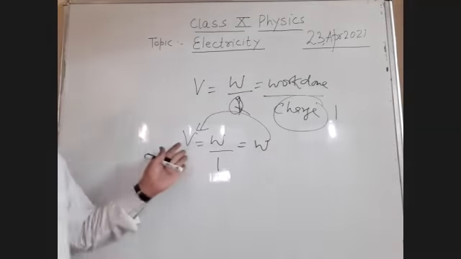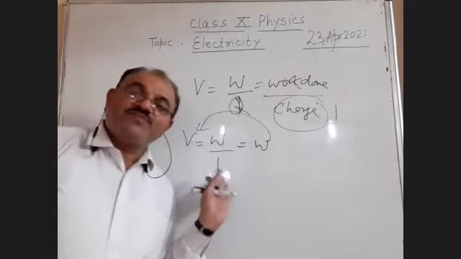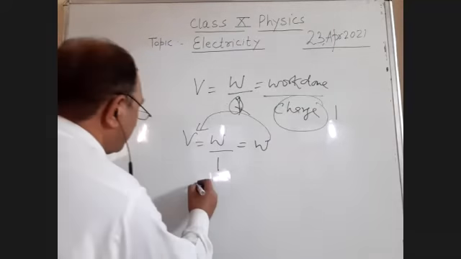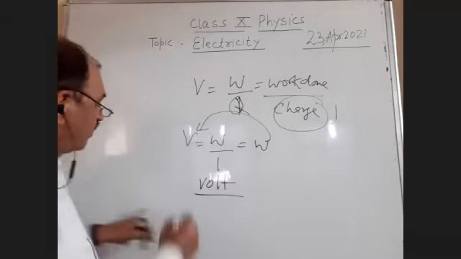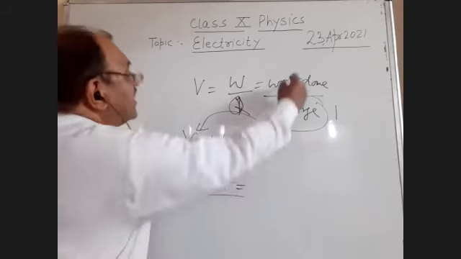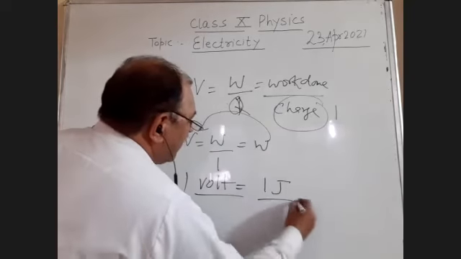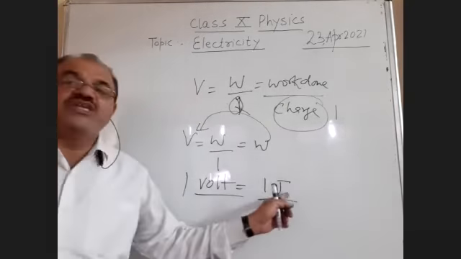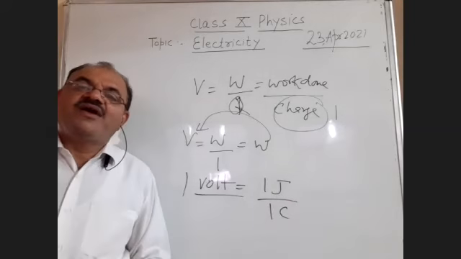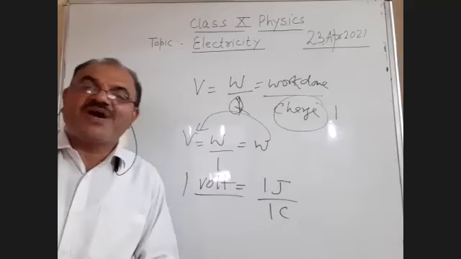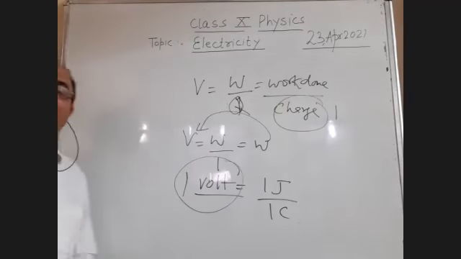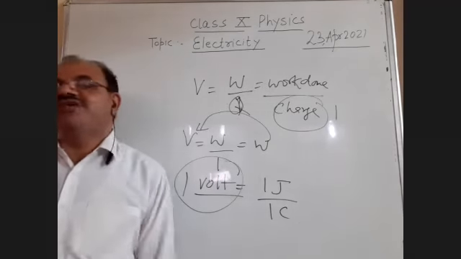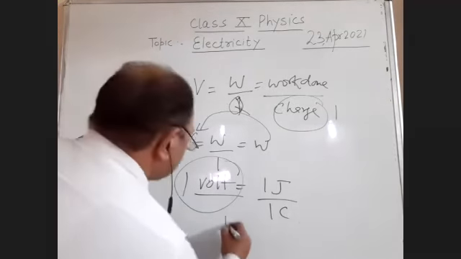First is the SI unit of potential difference. Its SI unit is the volt. How do I define 1 volt of potential difference? If the work done is 1 joule and the charge is 1 coulomb, meaning 1 joule of work is done when 1 coulomb of charge passes through a conductor, that potential difference is called 1 volt, and potential difference is measured with the help of a voltmeter.